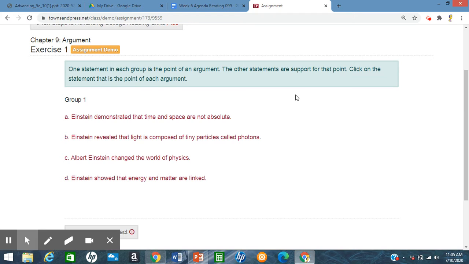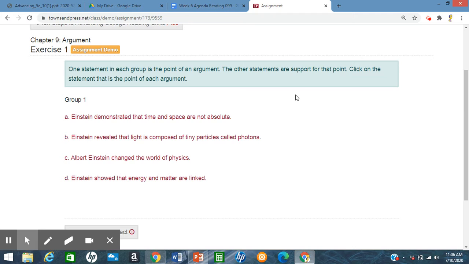So we look here. A says Einstein demonstrated that time and space are not absolute. B, Einstein revealed that light is composed of tiny particles called photons. C, Albert Einstein changed the world of physics. And D, Einstein showed that energy and matter are linked. So on here, we know we're talking about Einstein. So that is our topic.